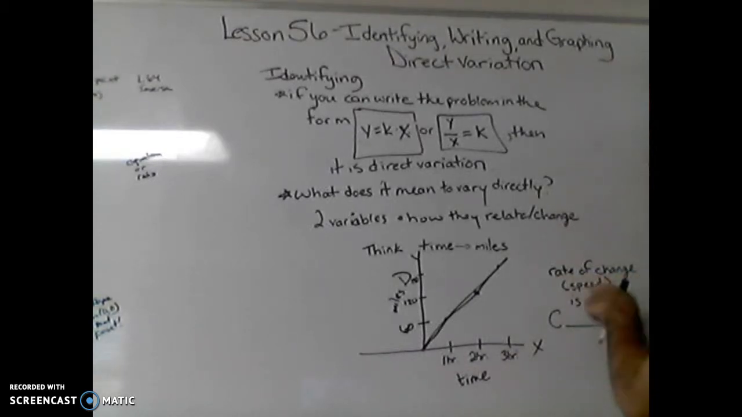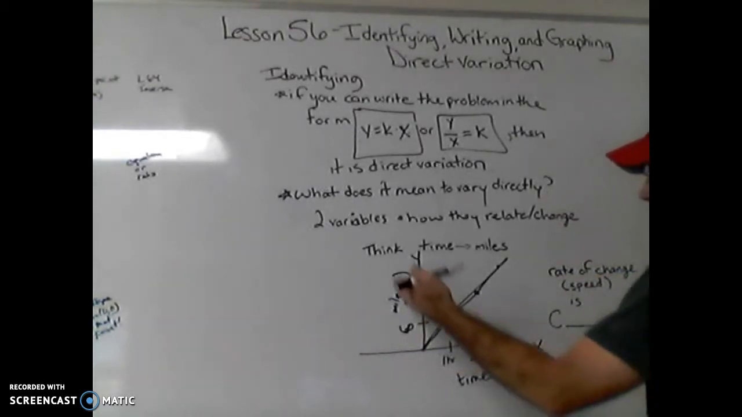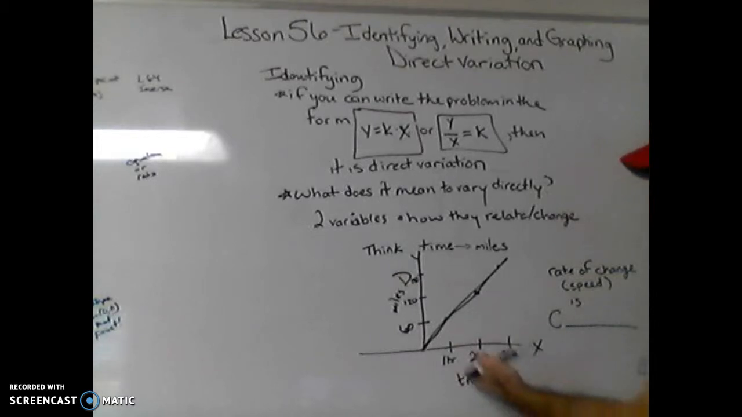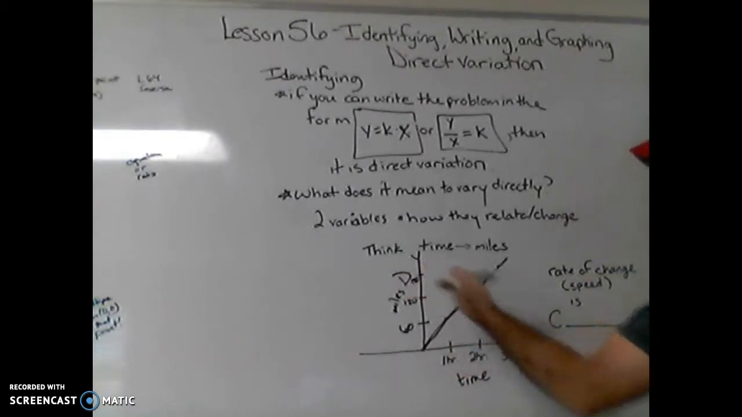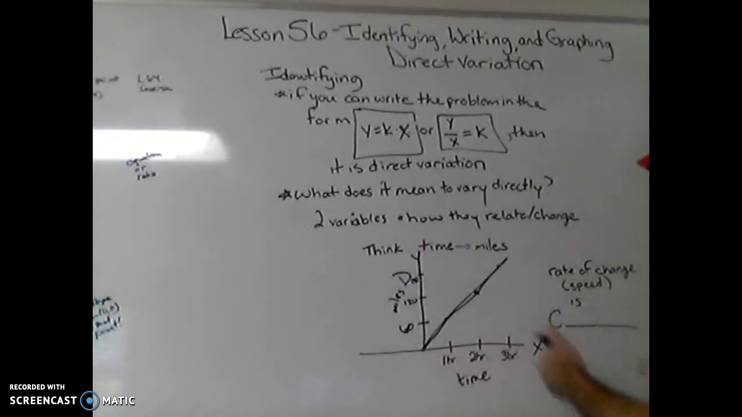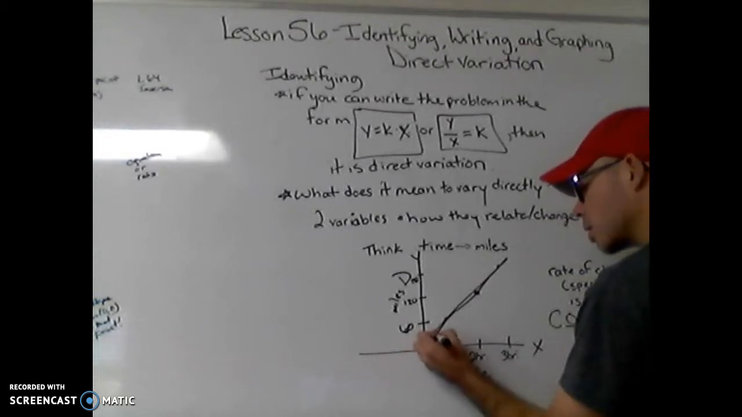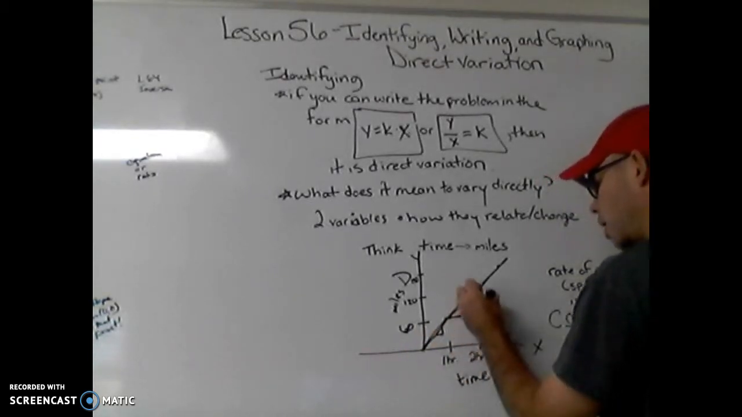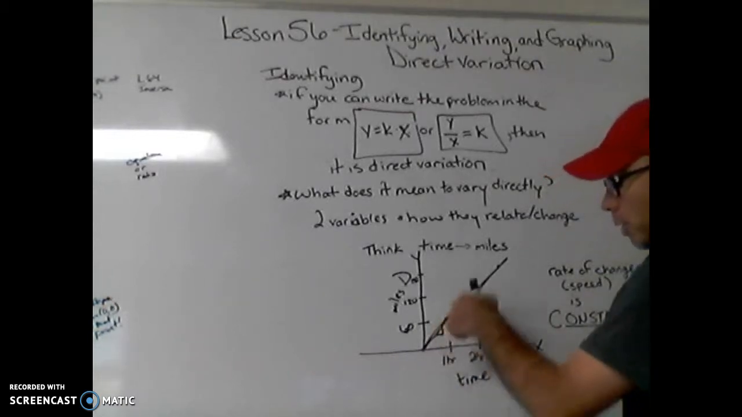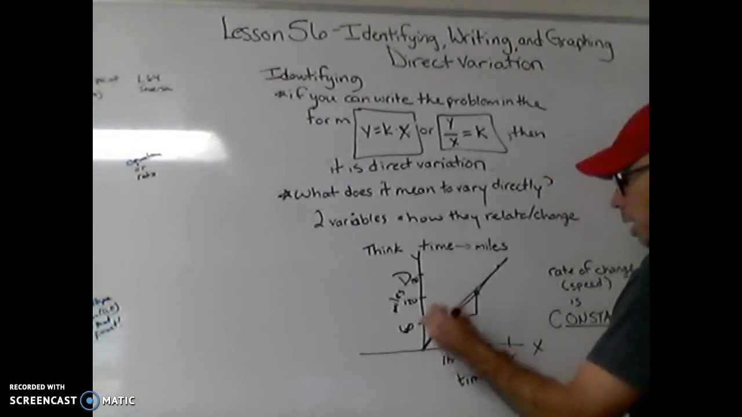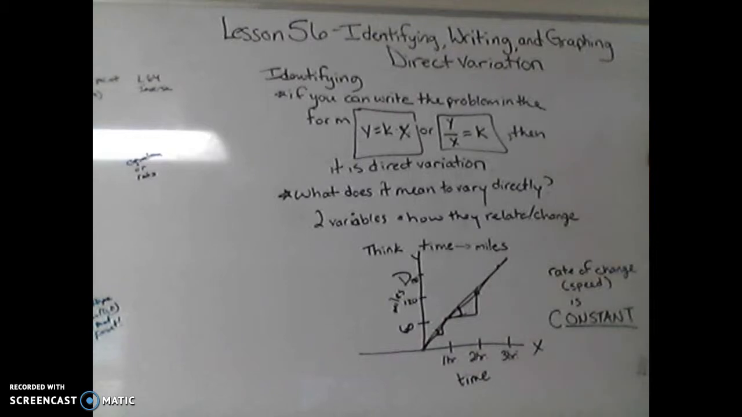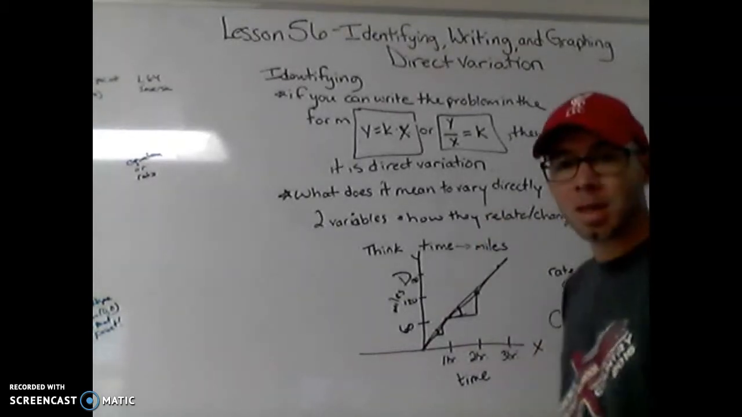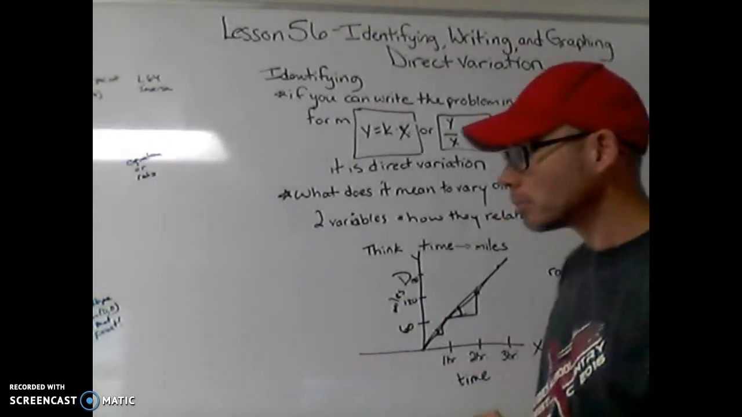Because our rate of change, or our speed, in miles per hour, 60 over 1, 120 over 2, 180 over 3, is a constant. If you want to think of it as slope, that is always going to be the same no matter how far I go up and how far I go over. That slope right there, that angle, is always going to be the same in things that are direct variation.